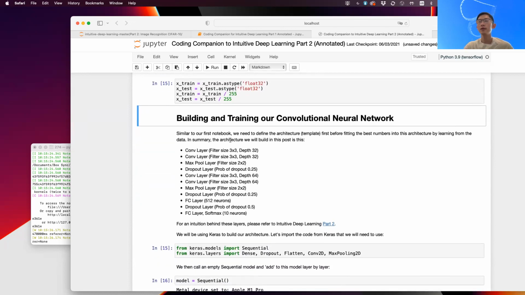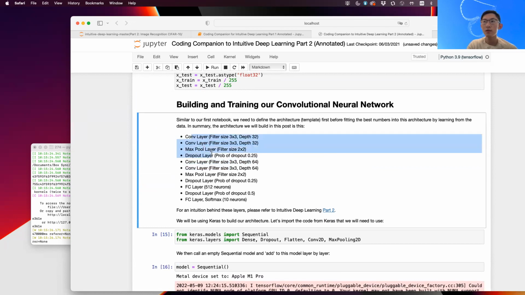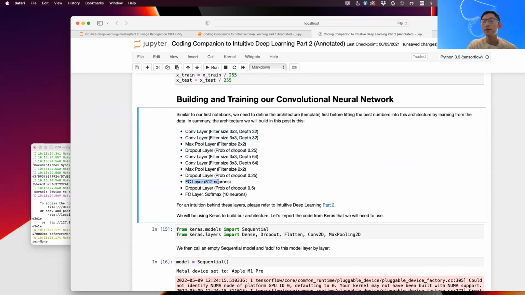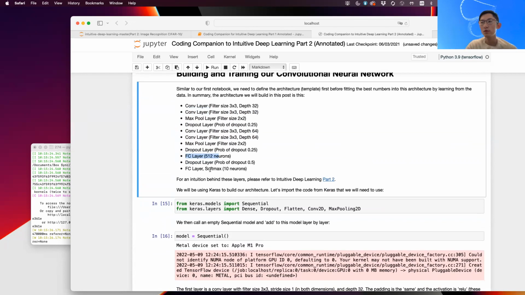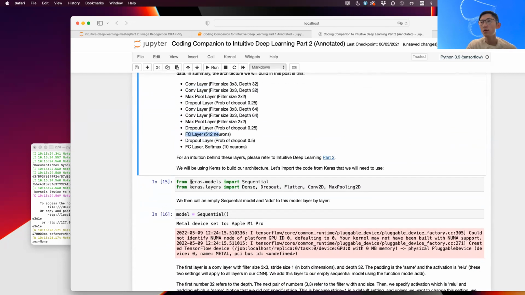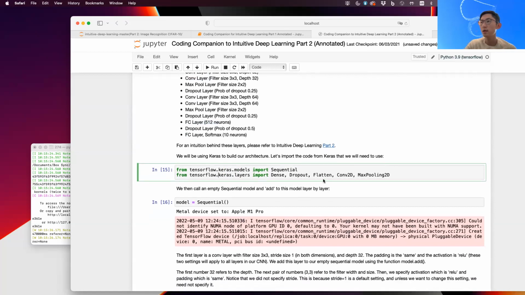Now, in terms of building and training the CNN, these are the layers we have introduced: convolutional layer, pooling layer, dropout layer. And then at the end, we want fully connected layers to do the output. These are the functions that we call, and these are essentially the different layers. Dense layer corresponds to the fully connected layer. Dropout layer, flatten layer, convolutional layers.